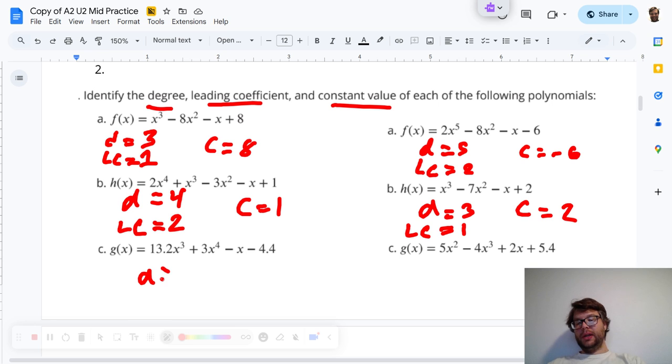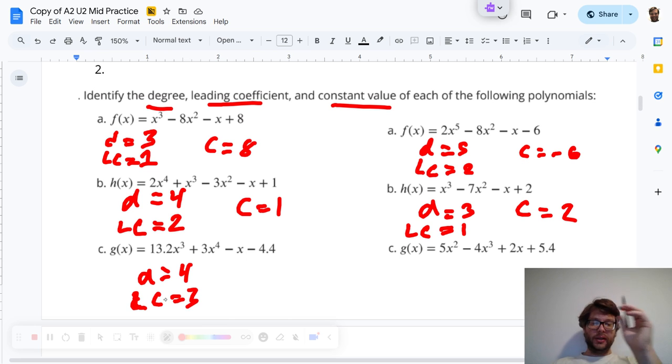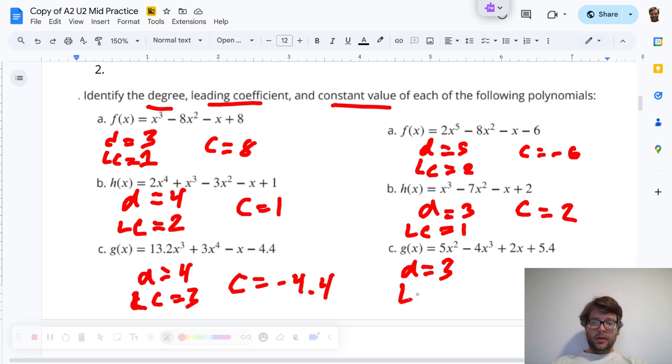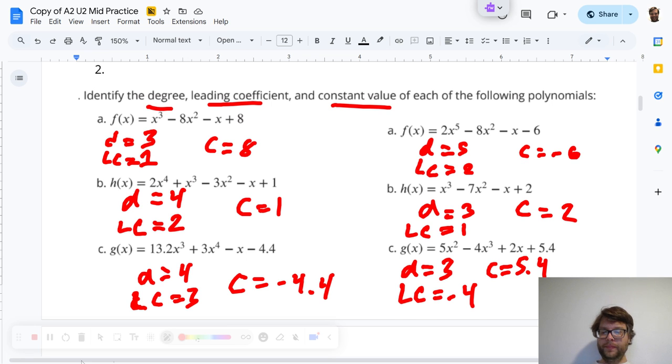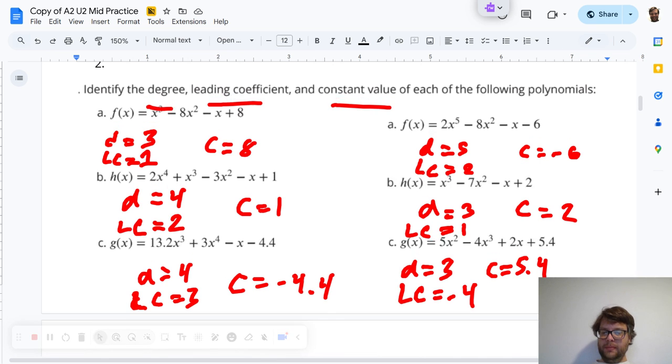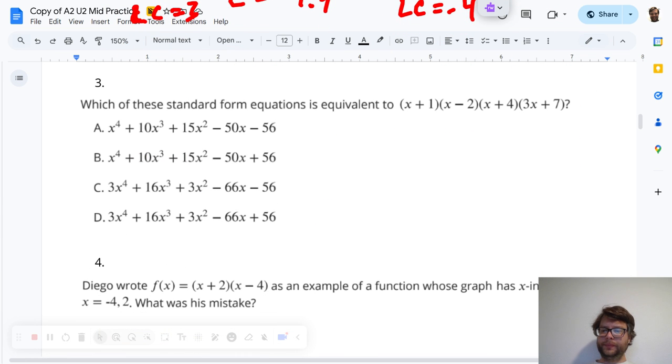Be careful here, it's written out of order. Degree is 4. That's the highest powered term. Leading coefficient is 3. That's the constant in front of the highest term. Constant is -4. That's the term that doesn't have an x on it. I think this one's out of order too. Yep, degree is 3. Leading coefficient is -4. Constant, 5. Alright, so just some basic vocabulary stuff.